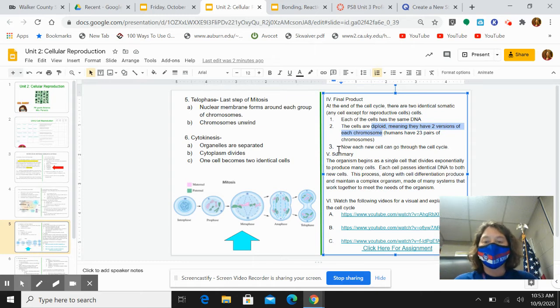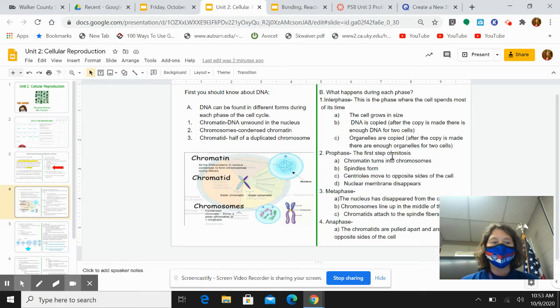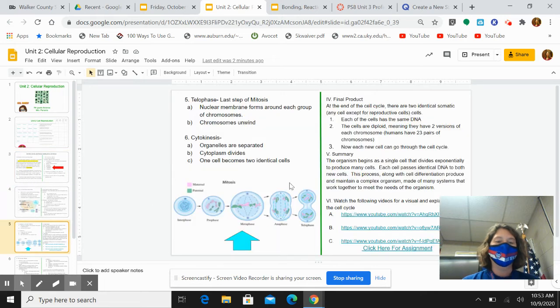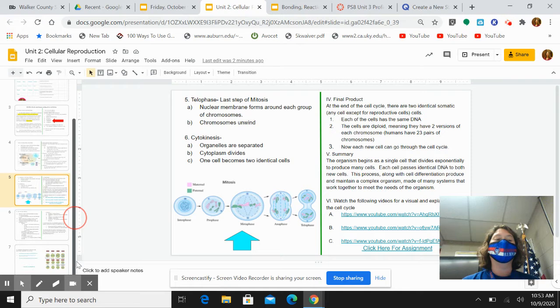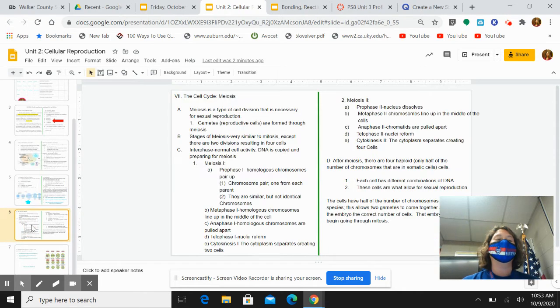And then under number 3, now each cell can go through the cell cycle all by itself all over again. We're not going to highlight anything there. Notice at the bottom of that page, you have several videos and an assignment that we will do later on. Please do not work ahead on these assignments because you do not have all the information to be very successful at those assignments. All right, next page.